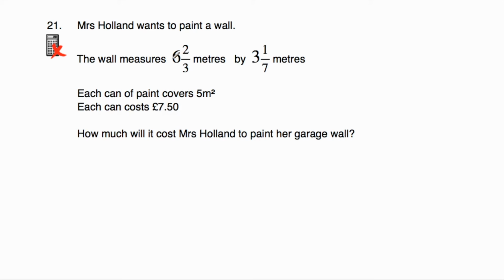So what we're going to do is, first of all, work out the area of the wall, and we'll work out the area of the wall by multiplying these two mixed numbers together. So we're going to do 6 2/3 multiplied by 3 1/7, and we'll get the area of the wall, and then we'll work out how much paint she'll need. So to multiply these mixed numbers, let's change them to top-heavy fractions. So 6 times 3 is equal to 18, plus 2 is 20, so that's 20 over 3, multiplied by 3 times 7 is 21, plus 1 is equal to 22, 22 over 7. So we need to do 20/3 multiplied by 22/7.